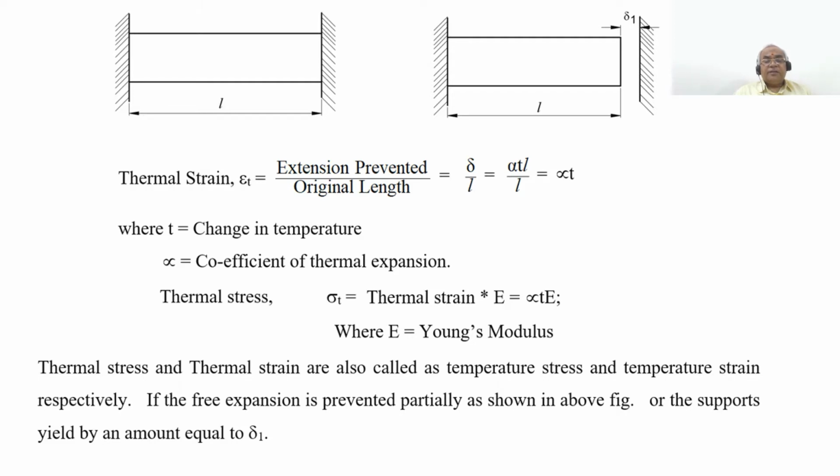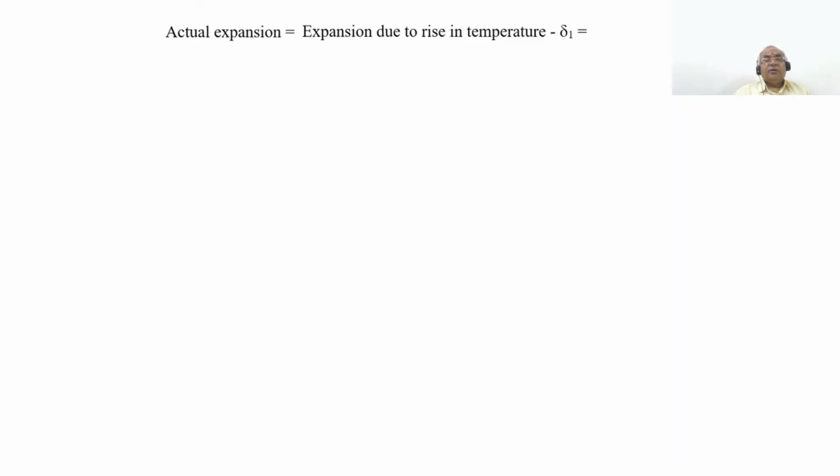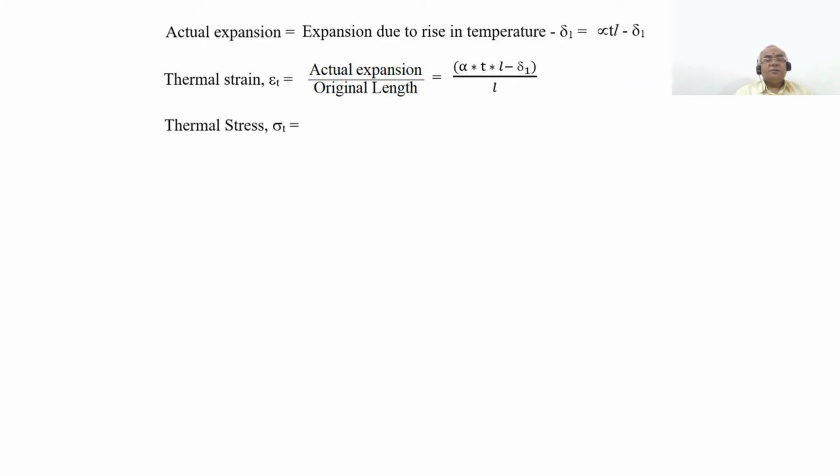If the free expansion is prevented partially as shown in the above figure, or the supports yield by an amount equal to delta 1, then what is the axial expansion? The axial expansion is the expansion due to rise in temperature minus delta 1, so alpha into T into L minus delta 1. Thermal strain is the actual expansion by the original length, which is alpha into T into L minus delta 1, divided by L. The thermal stress is the thermal strain into E, so alpha into T into L minus delta 1 by L, into E.